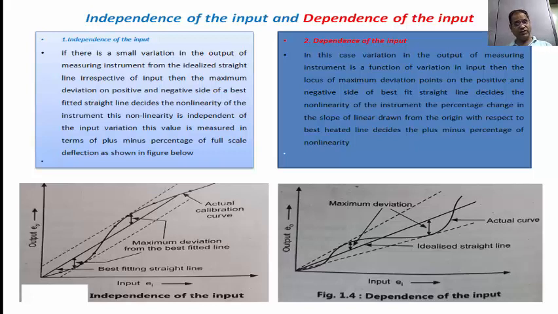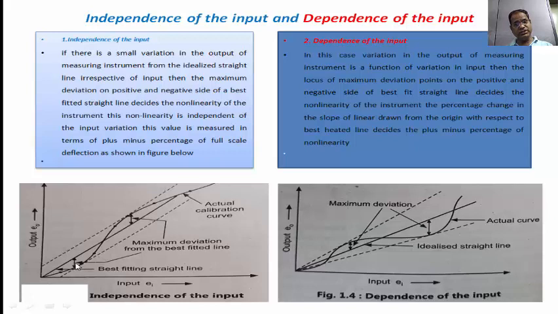So if you are having very small variation of the output of the measuring instrument from the ideal, or you can say the best fitted curve of the instrument, between these two lines your variation will be from here on the plus side to here on the minus side. Are you getting? So you are having plus to minus, which represents the full scale deflection. This is maximum deviation to the plus side. This is maximum deviation to the minus side.